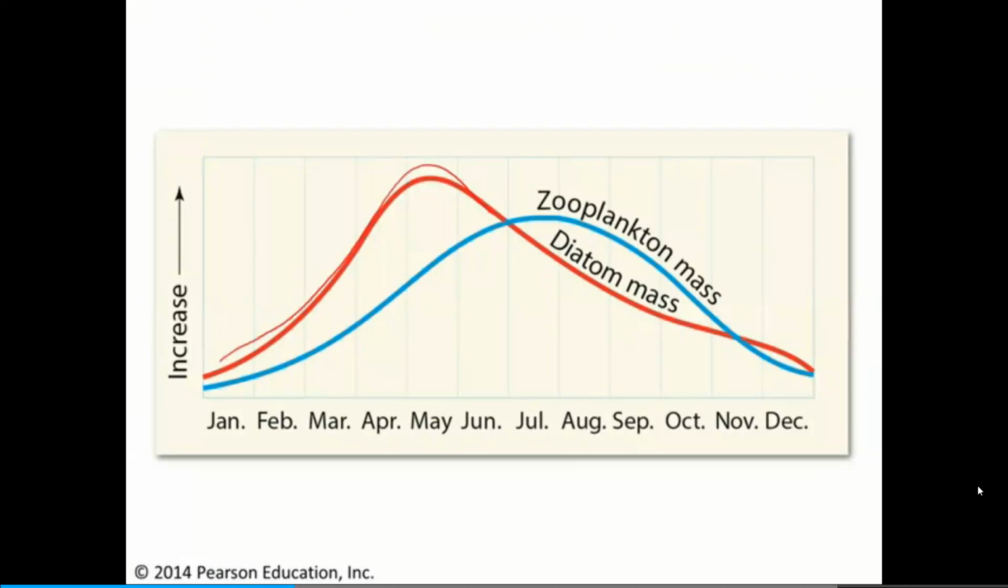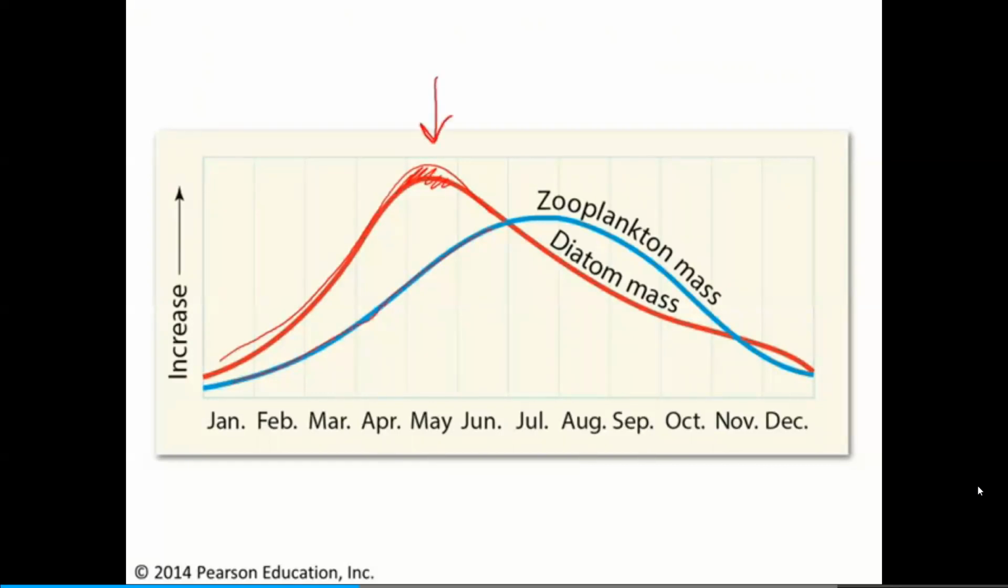So the overall diatom mass goes up. Diatoms are an example of phytoplankton. And then as soon as there's more phytoplankton to eat, you can see that there's a lag, but then there's an increase in the number of zooplankton too. So as they're eating the diatoms, basically they're playing catch up. And we reach a peak of diatoms in approximately May.